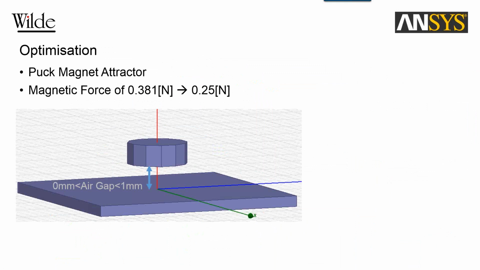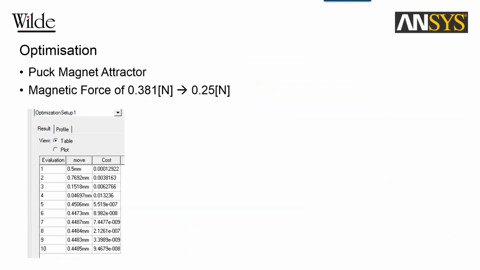So what we've done is set up a variable called a move variable, which has a range of 0 to 1 millimeter. And we've got another variable called the cost function variable, which is the difference between the calculated electromagnetic force and the target force, which is 0.25. When that value goes to zero, that's the ideal location for the puck to be sitting. So when we run the analysis, we get a table that tells us what the move variable is, and what the resulting difference is.